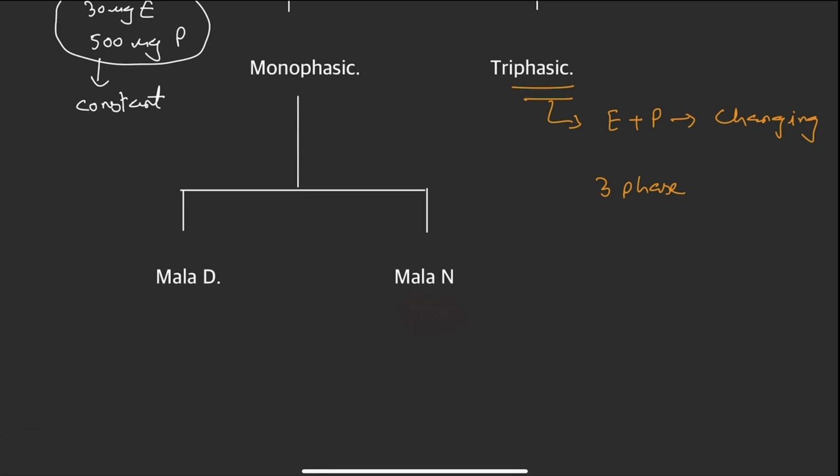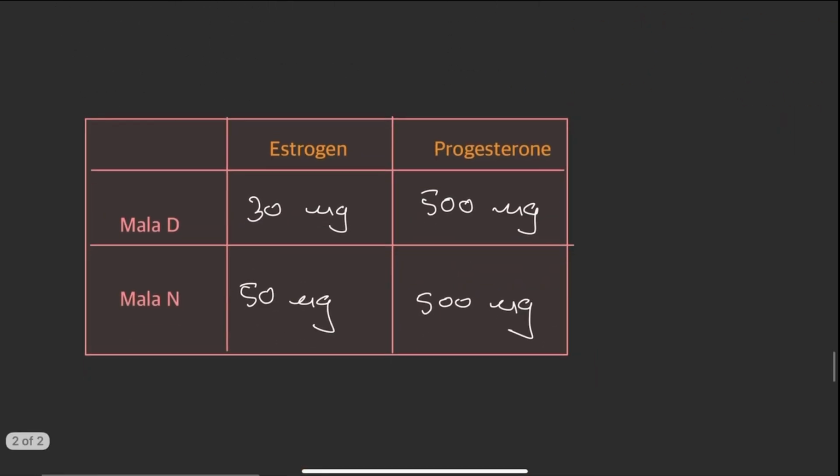That's it. If I talk about the dose of each estrogen and progesterone in Mala D as well as Mala N, then in Mala D, estrogen is 30 microgram and progesterone is 500 microgram. And in Mala N, that is the standard dose, we have estrogen as 50 microgram and progesterone remains the same, 500. So this can be asked in the NEET. You have to remember this dosage.